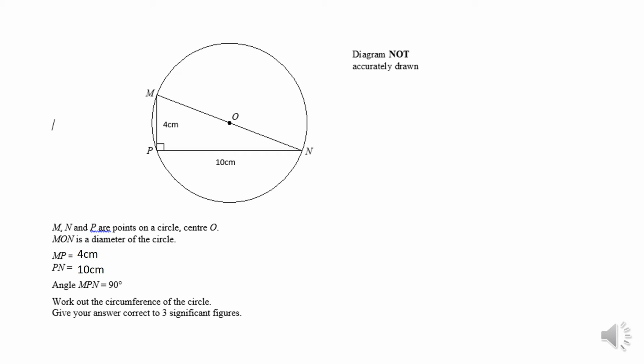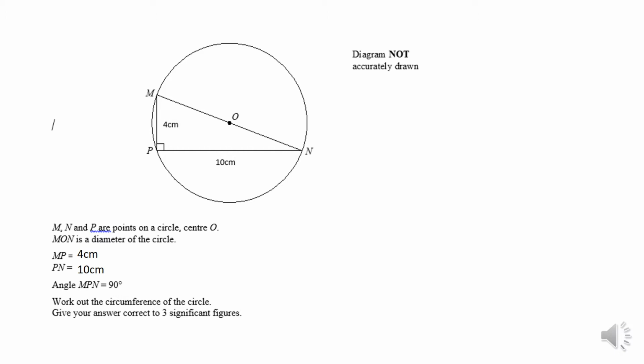Okay, so in one of your assessments in the next couple of weeks, this is a sort of question that you may get. Now this question is a problem solving question that is normally around 3 marks. So the question involves a triangle inside a circle. Let's read the question. So M, N and P are points on a circle centre O.